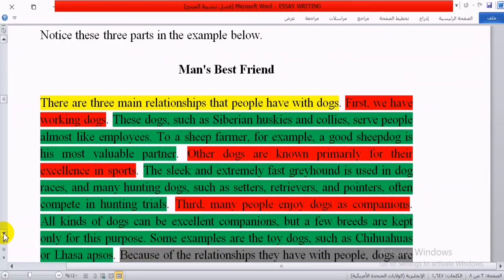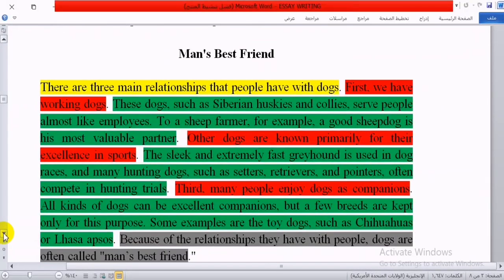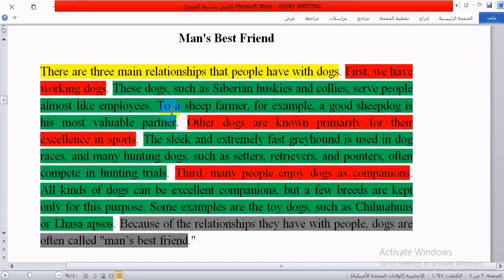Let us discuss how to expand a paragraph into an essay. Okay, so let's start first with the paragraph. Here is the title of the paragraph, which is "Man's Best Friend." And here is the body of the paragraph.